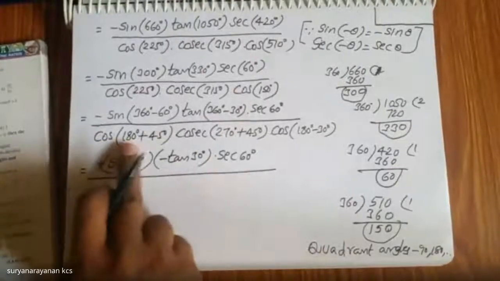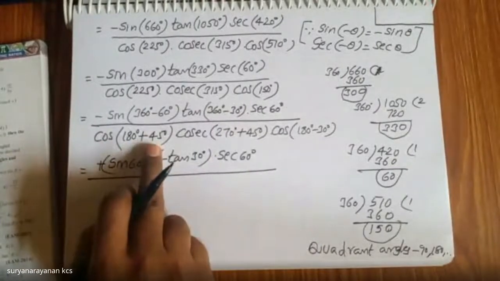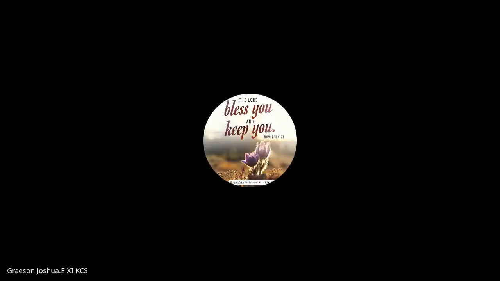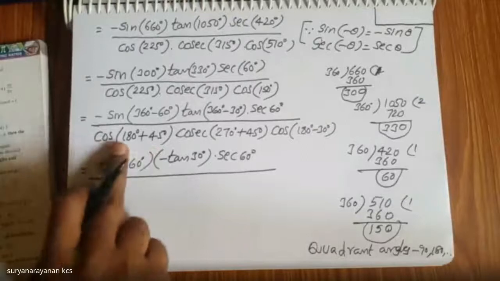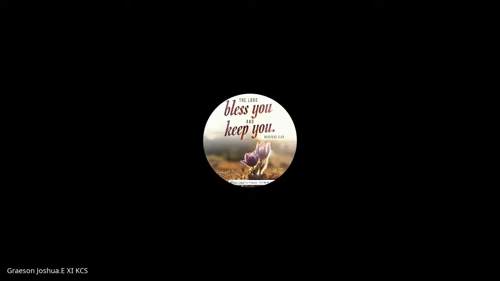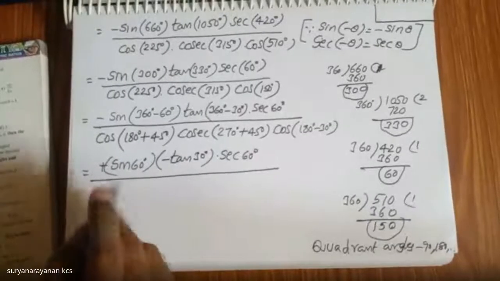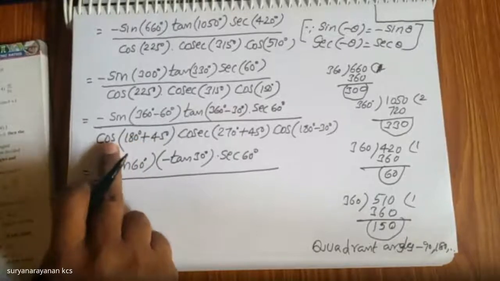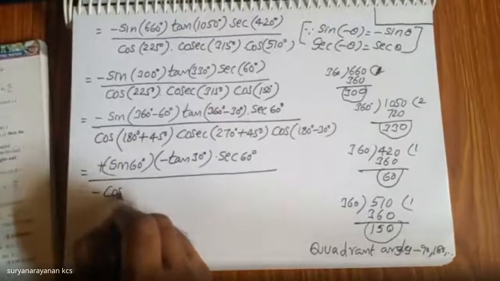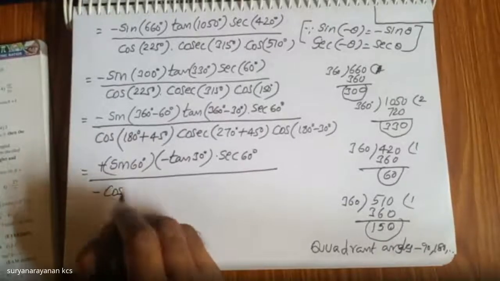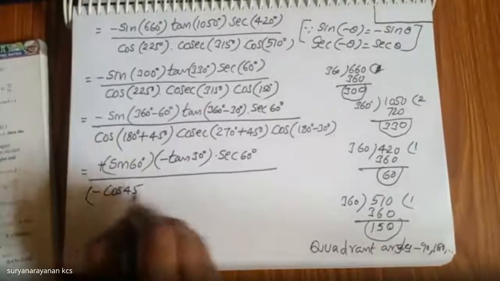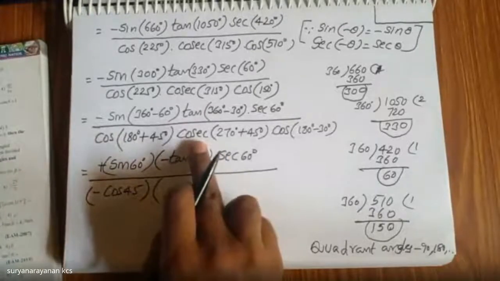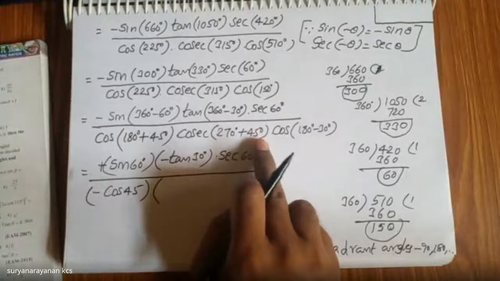Now 180 plus theta. What quadrant do we get? Third quadrant or fourth quadrant? Third quadrant, sir. In the third quadrant, is cos positive or negative? Negative, sir. So we keep negative. As we have written a combination of 180 degrees, the trigonometric ratio does not change. We write cos 45 degrees as it is, into cosecant 270 degrees plus 45 degrees.